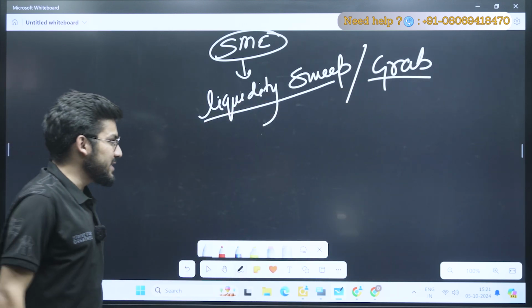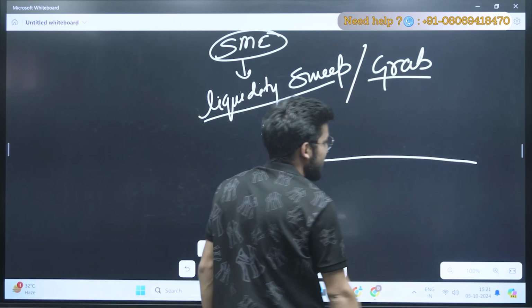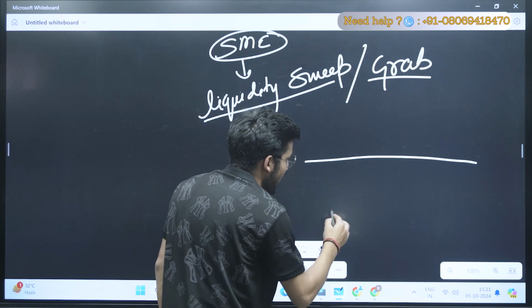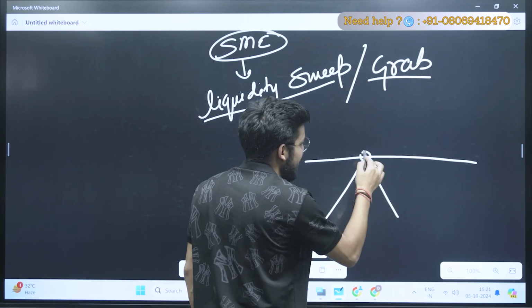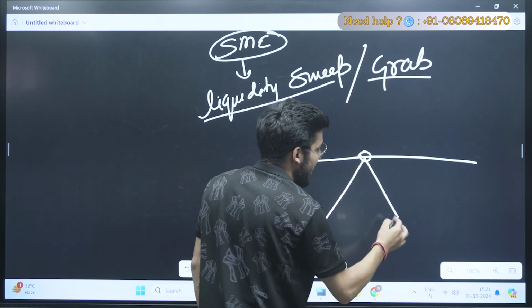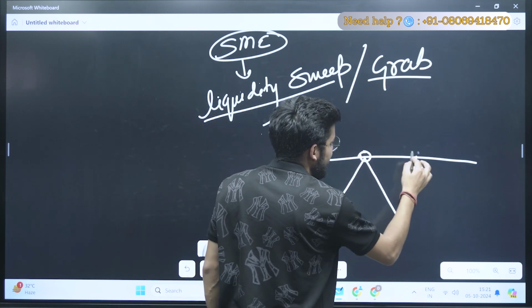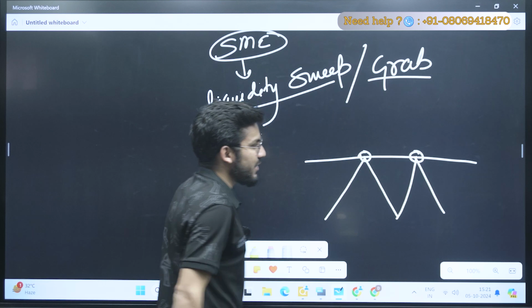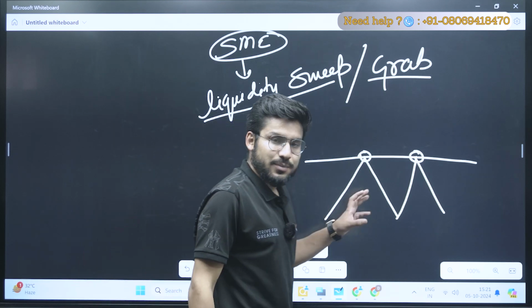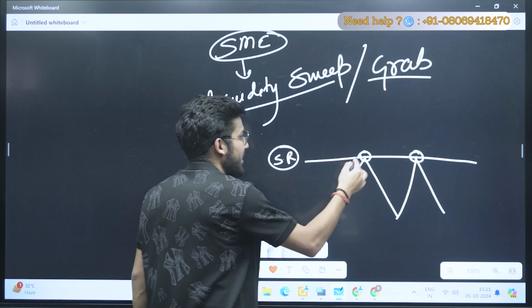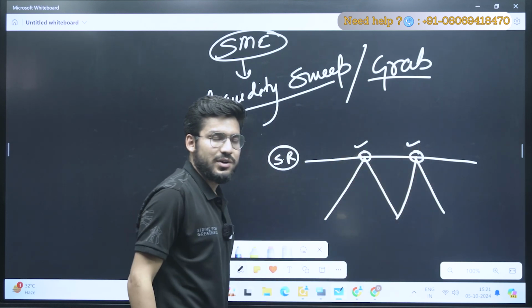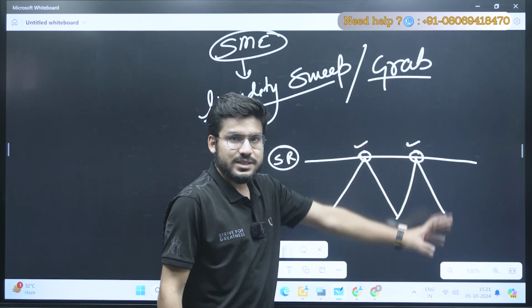What is this? So for example, there is a resistance, right? Now when your market goes to this level and it rejected, this level rejected the price, so it came down. Now again when market goes to this level and again the price is rejected, right? So now there are some traders who will think this is a strong resistance, obviously, because the market rejected 2 times from this level, right? So this is a resistance.